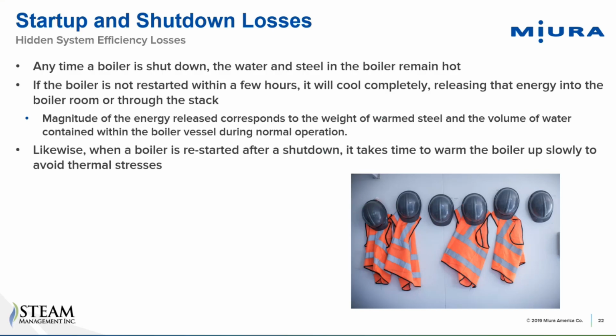So the first one is startup and shutdown losses. I lump them together because they kind of can cancel each other out at times. But anytime a boiler is shut down, the water and steel in that boiler remain hot. So if that boiler is not restarted within a few hours, it's going to gradually cool completely. You're going to lose that energy into the boiler room or through the stack, and you're not going to ever get that back. And the magnitude of that energy released corresponds to the weight of the warm steel and the volume of the water contained within the boiler vessel during normal operation.